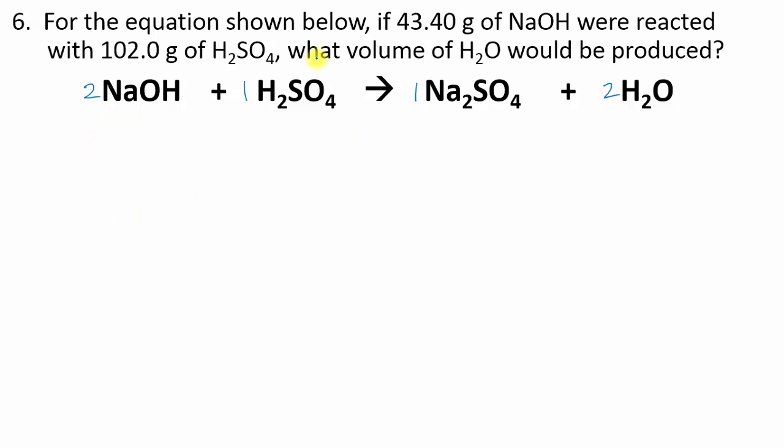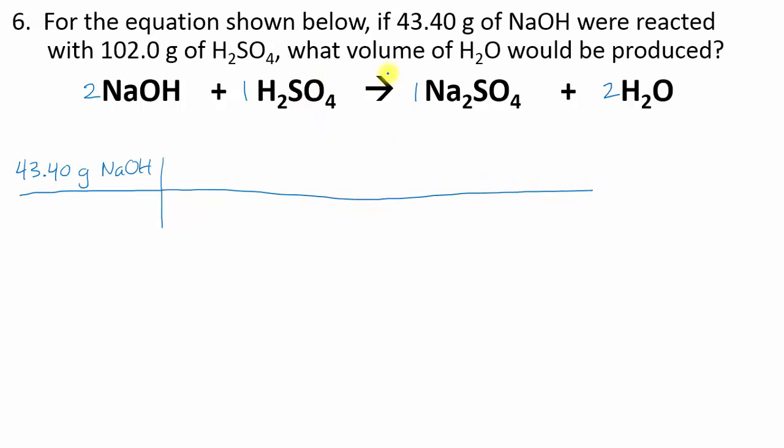Now, it doesn't matter which of my two numbers I start with up here. You're going to have to do them both eventually. So I'll just start with my 43.40 grams of sodium hydroxide. And again, we're going to run it through the stoichiometry and solve for what? And that's a really important question. If you do all this for the wrong stuff, you're going to have to go back and start over. The question's asking here, what volume of water? So we're solving for the water in this one.